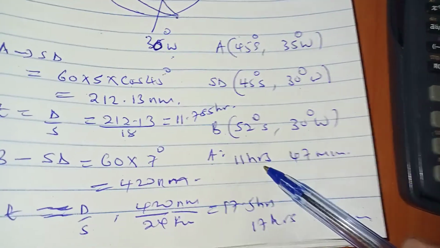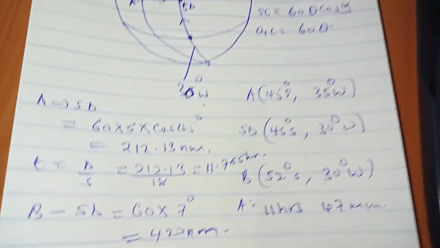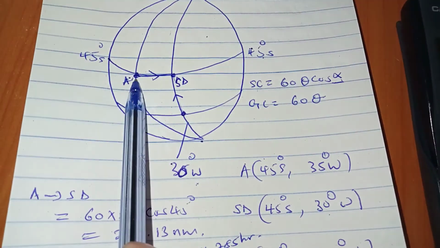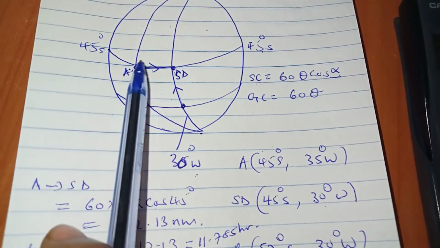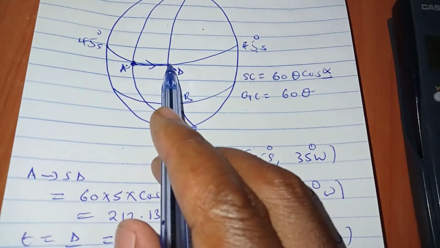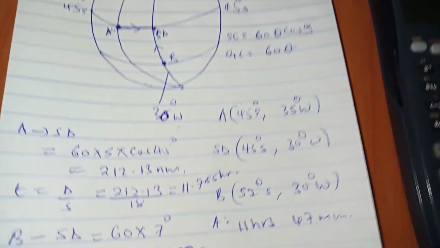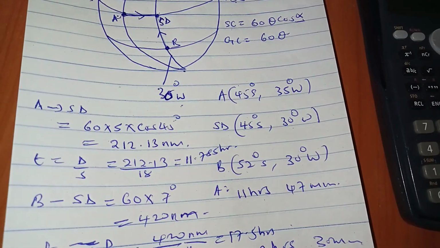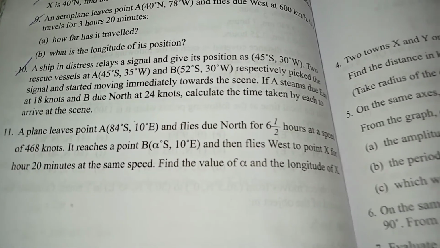So A took 11 hours 47 minutes to arrive at this position here, and B took 17 hours 30 minutes. So this one moved towards the east and it only took 11 hours 47 minutes, and this one here, B, took 17 hours 30 minutes to arrive here to rescue this ship which was in distress. So I think we have been able to answer that question, because we were told to calculate the time taken by each to arrive at the scene, and that's how that question is done.